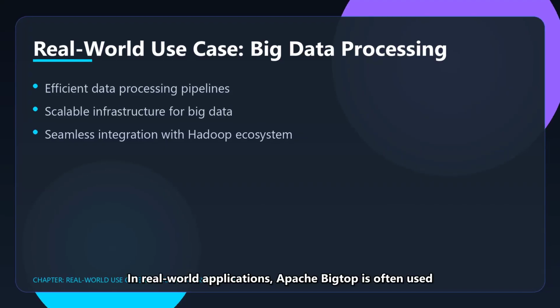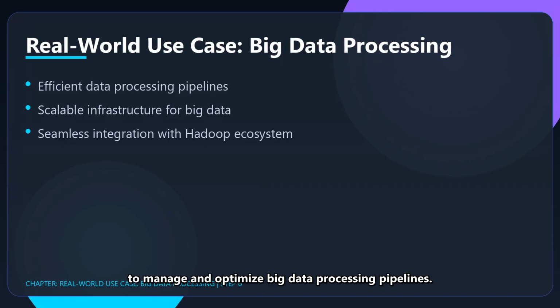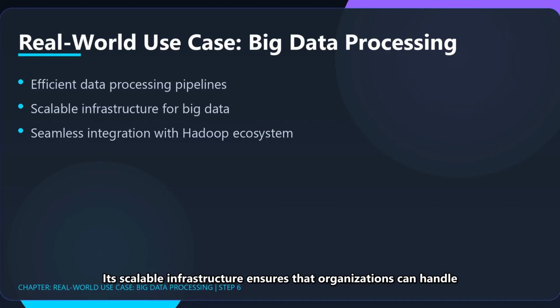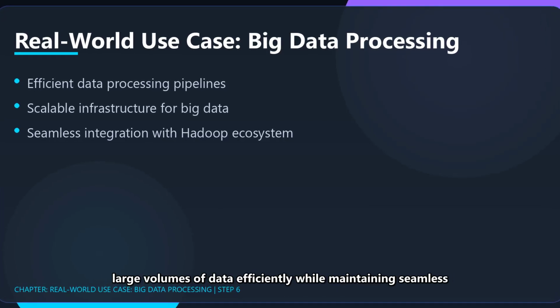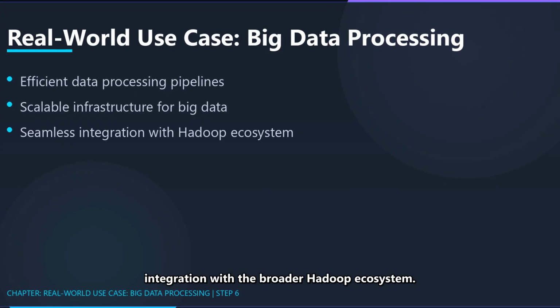In real-world applications, Apache Bigtop is often used to manage and optimize big data processing pipelines. Its scalable infrastructure ensures that organizations can handle large volumes of data efficiently while maintaining seamless integration with the broader Hadoop ecosystem.